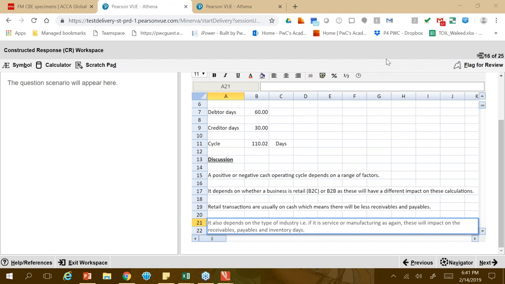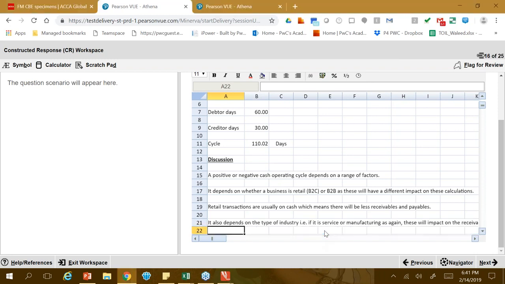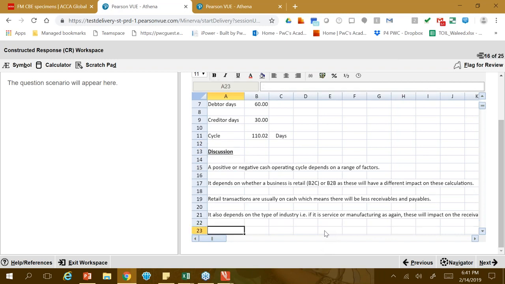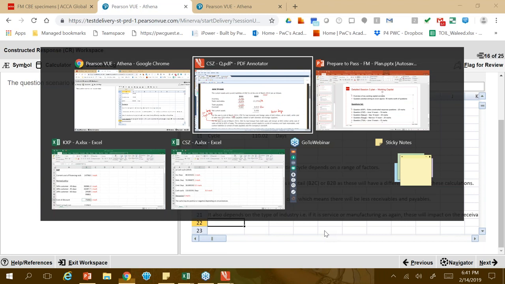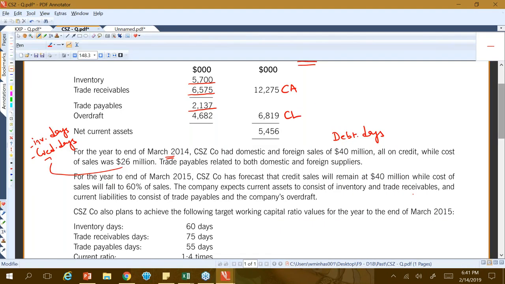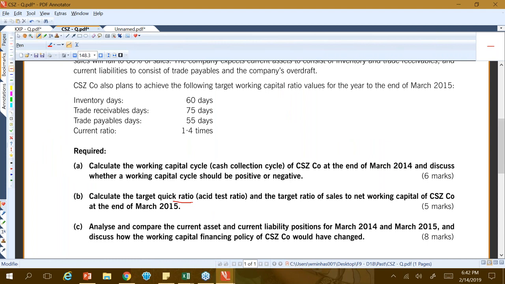Now, that's it. So this is my final answer on this requirement, which was part A, thinking of some numbers for 3 marks and then some discussion for 3 marks as well. Now, let's go into the next part. For 5 marks, the examining team then wants me to calculate the target quick ratio, the acid test ratio.